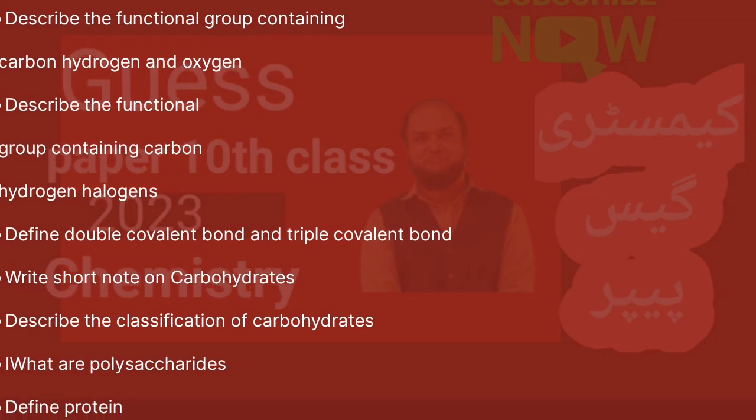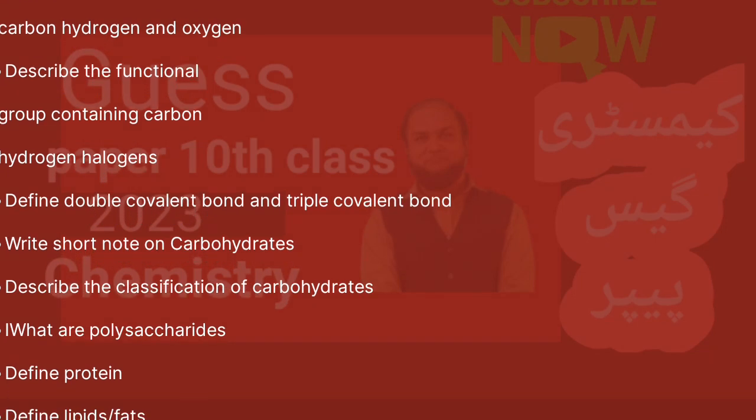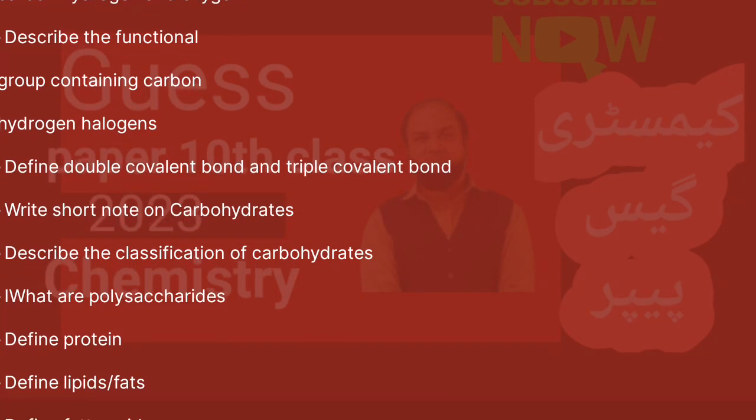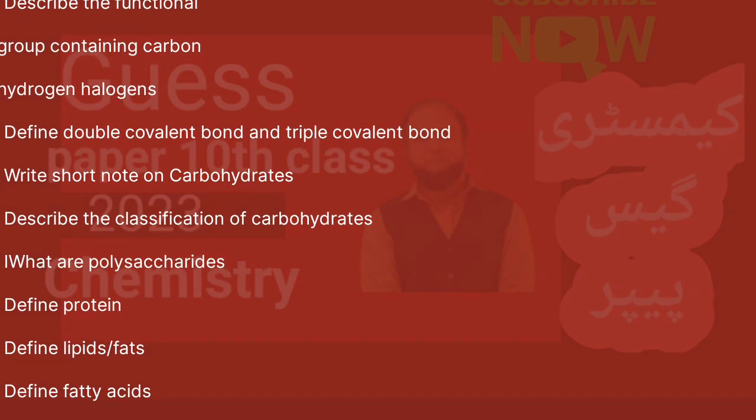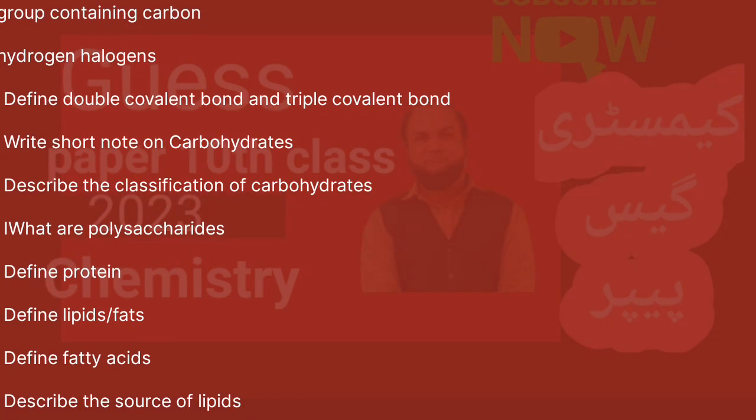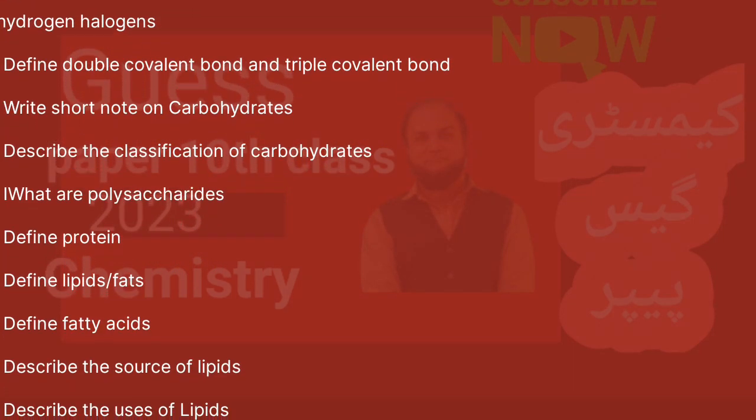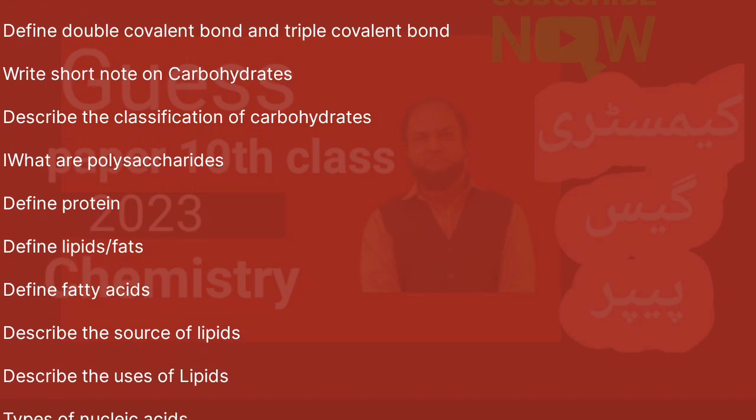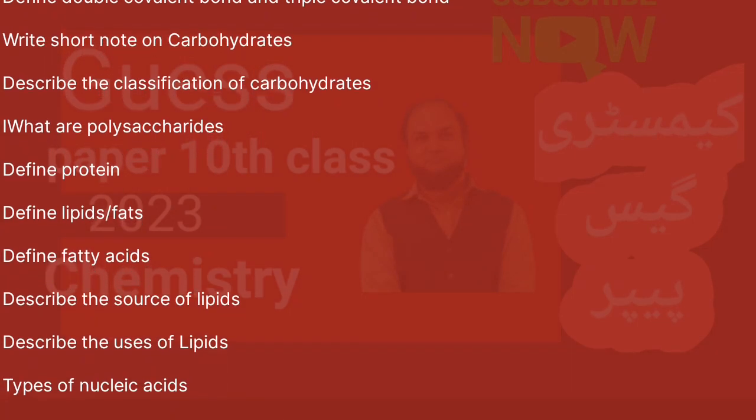Define double covalent bond and triple covalent bond. Write a short note on carbohydrates. Describe the classification of carbohydrates. What are polysaccharides? Define protein. Define lipid, fat.